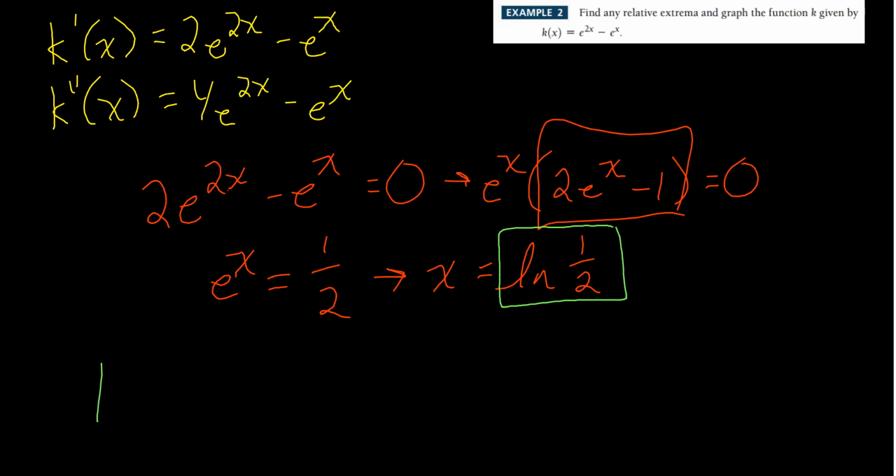So k double prime of the natural log of 1/2 is equal to, and I'm not gonna write natural log 1/2 into this. I'm just gonna go ahead and put this into my calculator and get a solution real fast. 4 times e raised to the 2 times natural log 1/2. I could just do natural log of 0.5. That's a lot simpler.